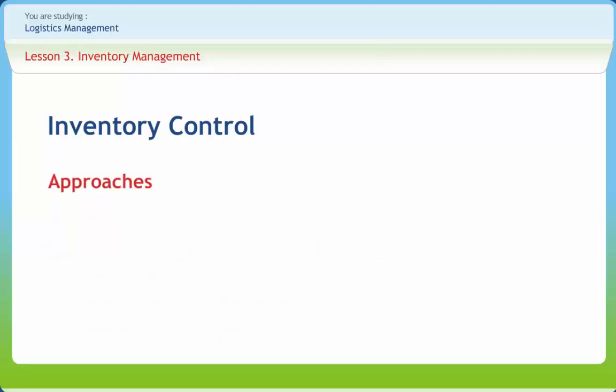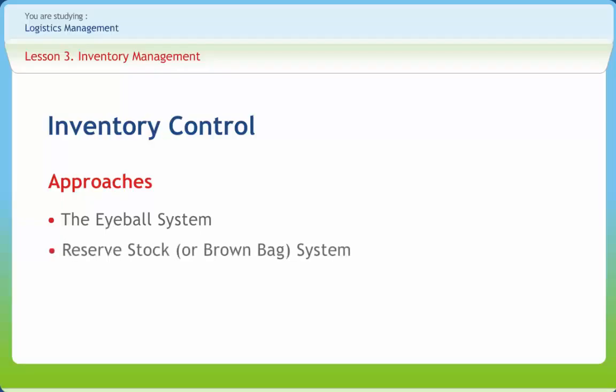There are three approaches to inventory management. The eyeball system is the standard inventory control system for most small retail and many small manufacturing operations. Reserve stock or brown bag system is much more systematic than the eyeball system. It involves keeping a reserve stock of items aside, often literally in a brown bag placed at the rear of the stock bin or storage area.